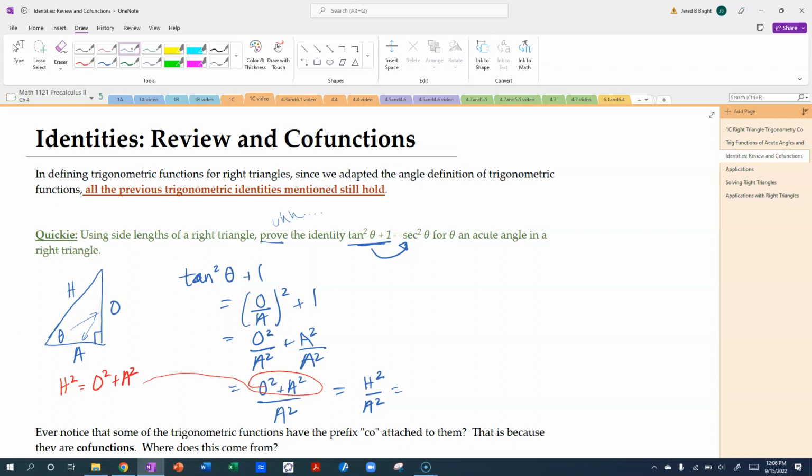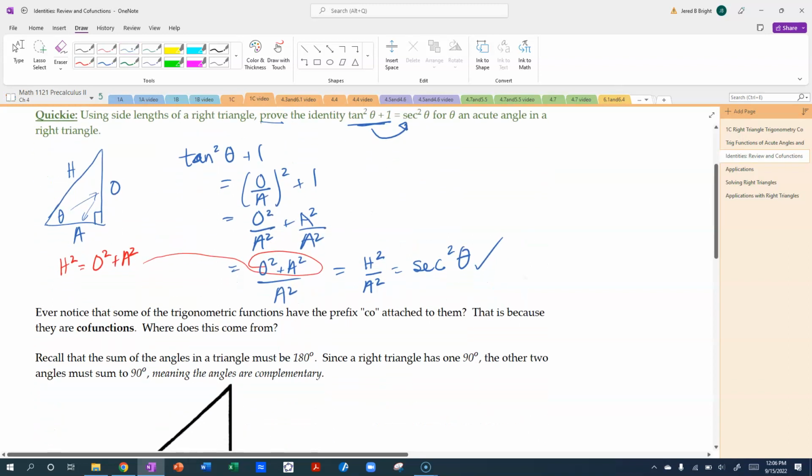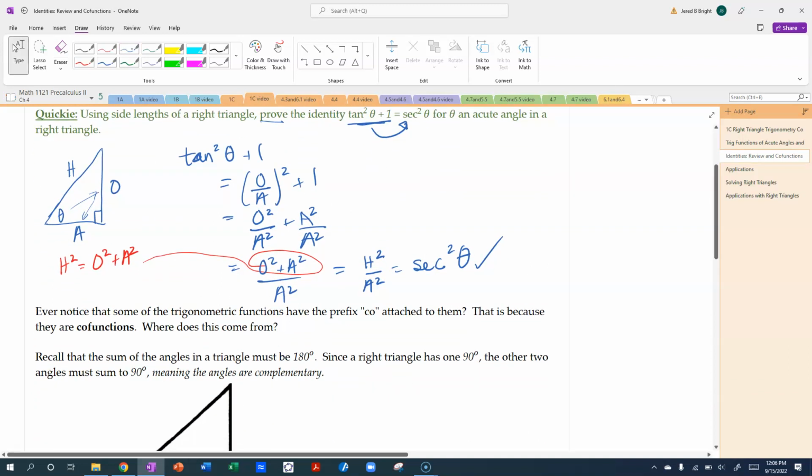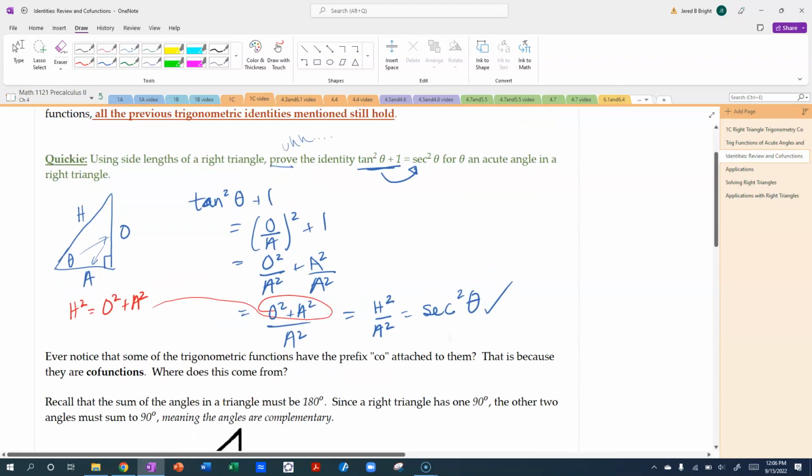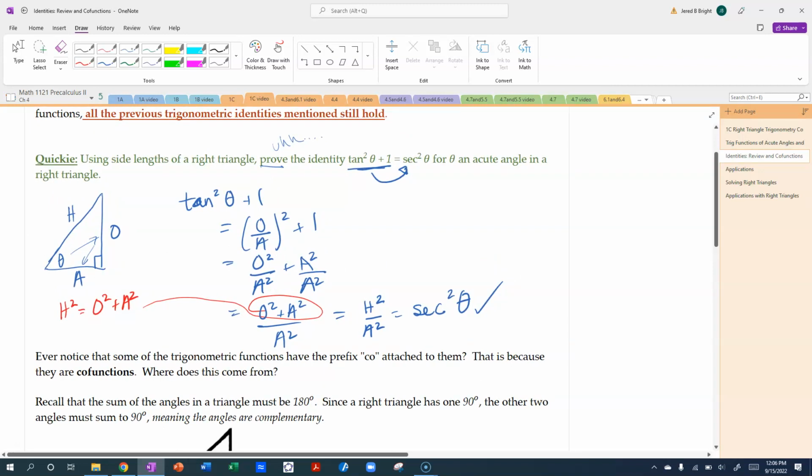If you look at that, hypotenuse over adjacent is indeed secant squared of theta, because cosine was adjacent over hypotenuse, so secant is the reciprocal. So there we go. We did a proof. Yay, proofs. And then you're like, please never do that again. All right, so I wanted to mention that about identities.